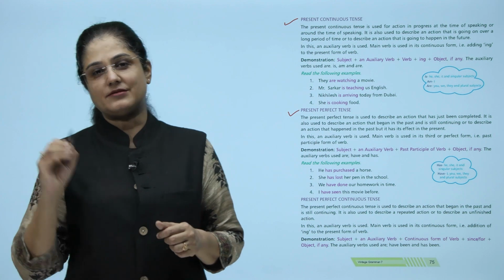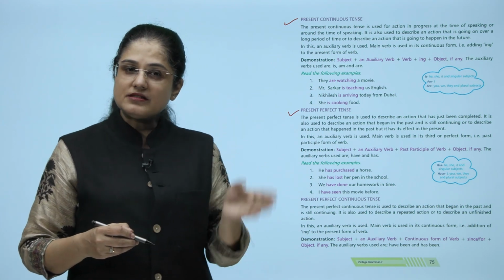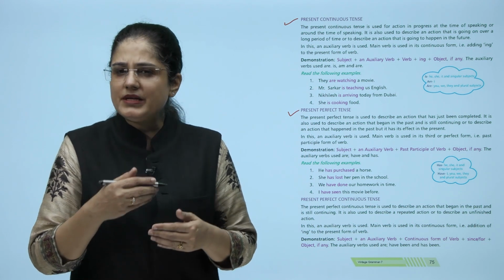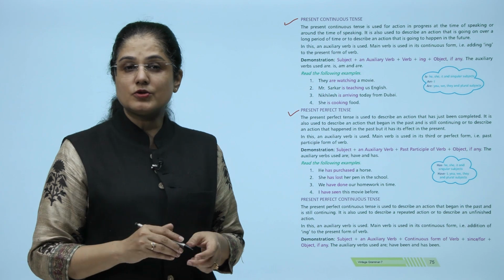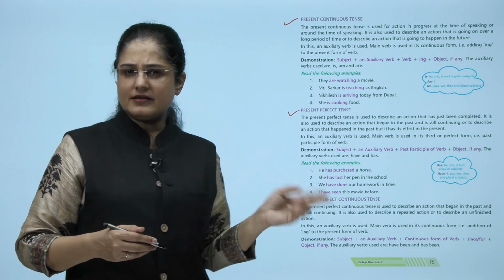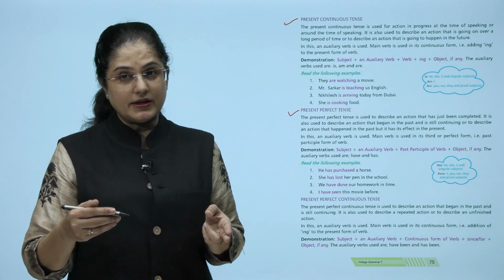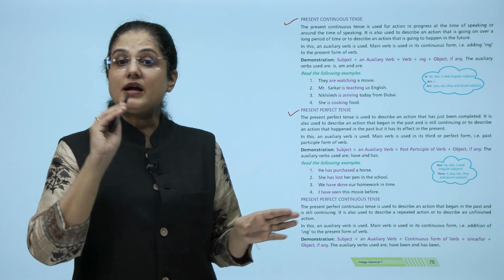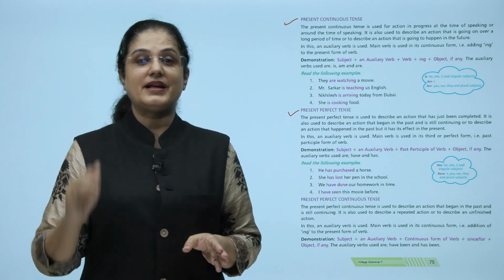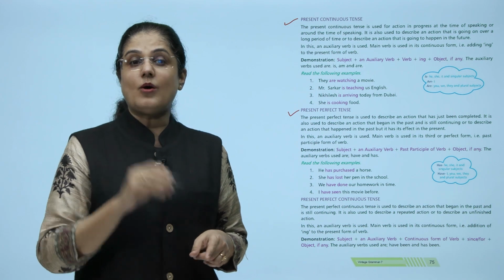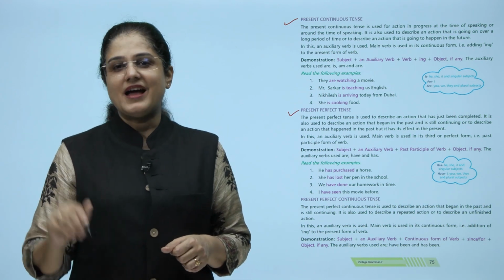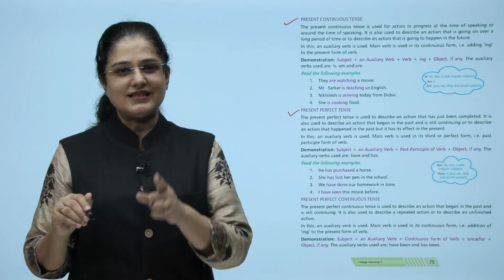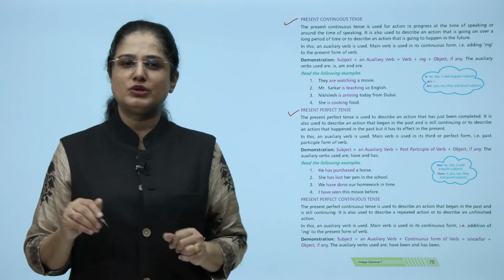Now let us look at present perfect tense. The present perfect tense is used to describe an action that has just been completed. It is also used to describe an action that began in the past and is still continuing, or to describe an action that happened in the past, but has its effect in the present. In this, an auxiliary verb is used. The main verb is used in its third or perfect form, that is, the past participle form of the verb.